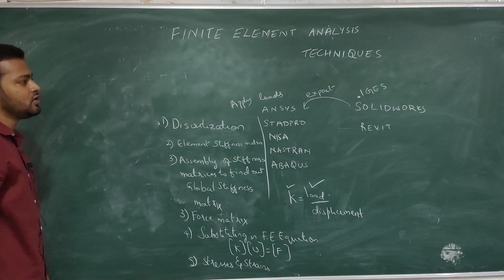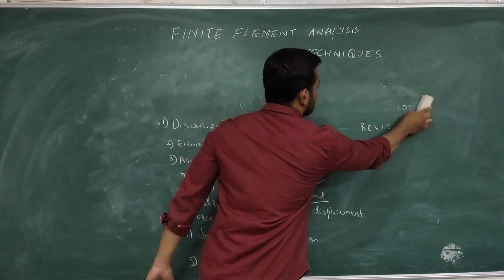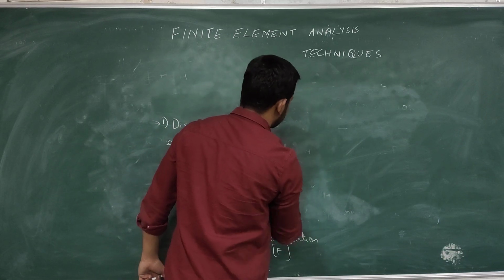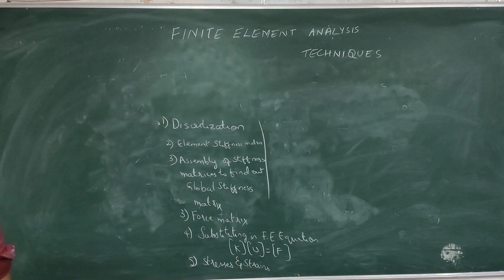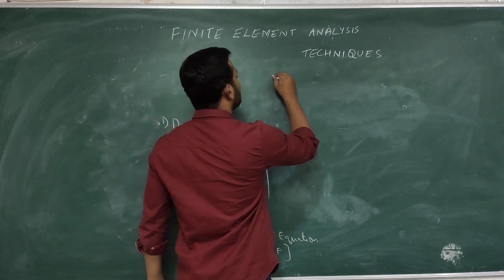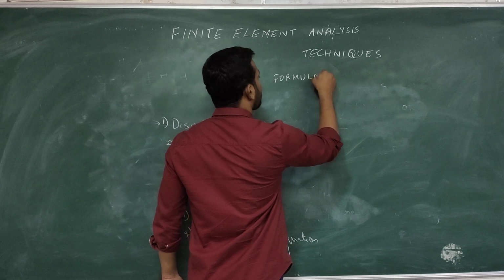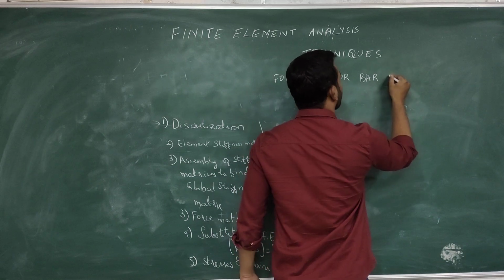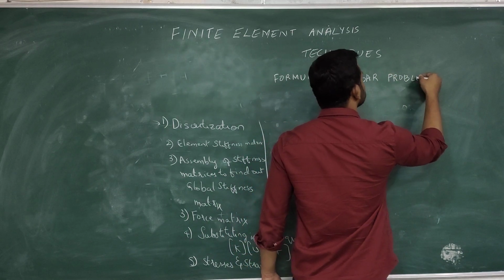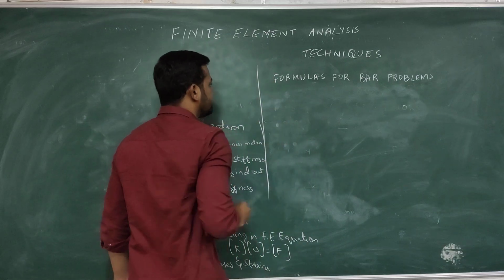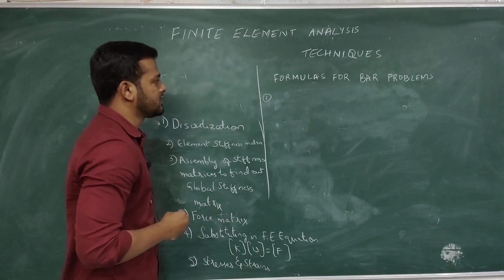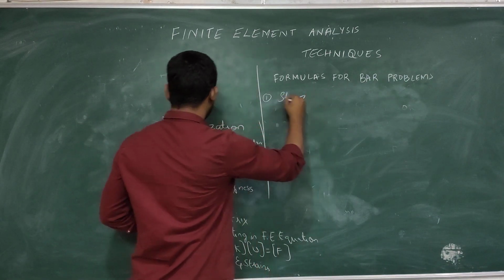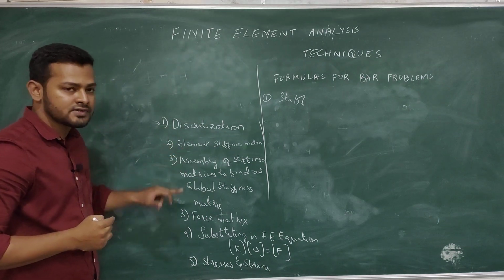So these are the 5 steps we will be using. I will write down the formulas which we will be using for solving bar element problems. Bar problems. So the first formula is the stiffness matrix. The first step is to find out the stiffness matrix. Of course, we will be discretizing manually, but there is a formula for stiffness.